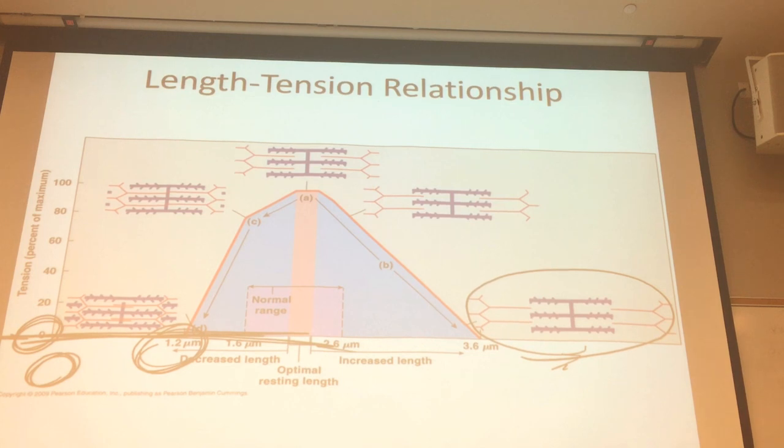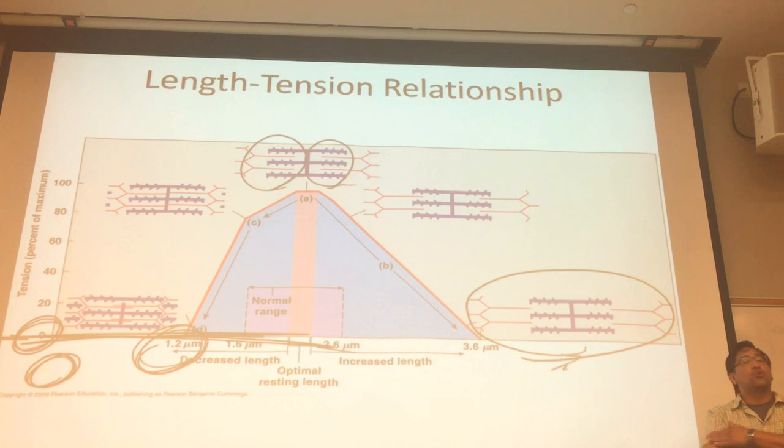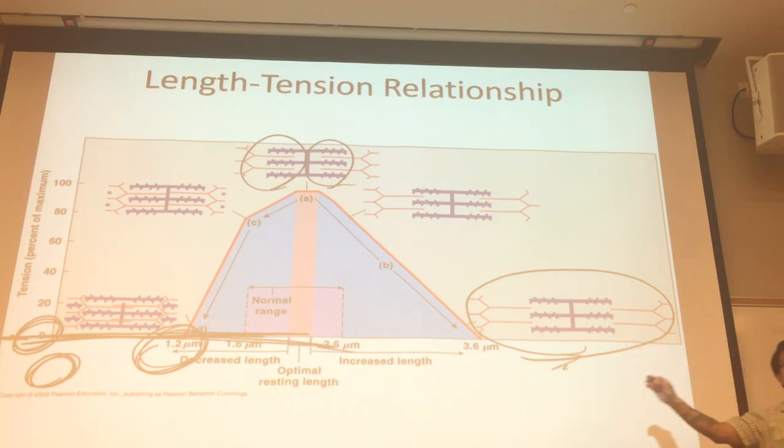Ideally, you have a really good zone of overlap right here. That's the middle relaxed length for your muscle. At that point, you can develop the best cross bridges and the greatest strength of contraction. Okay? So as long as things are lined up properly, you get a much stronger contraction. So this is your length-tension curve.